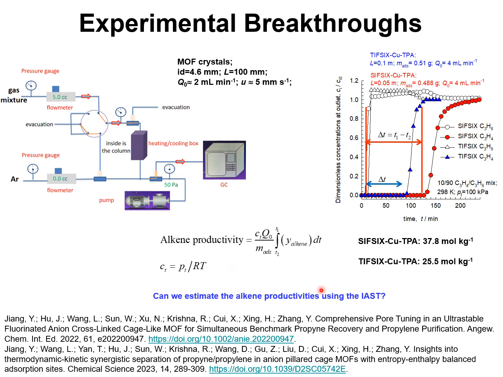The integration can be carried out simply using, say, a simple Simpson quadrature formula, and the productivities of purified propene can be calculated. For CIF6 copper TPA, the value is 37.8 moles per kilogram. This is reported in the Chemical Science paper. And for TIF6 copper TPA, the productivity of purified propene is 25.5, as reported in the Angewandte Chemie paper from 2022.